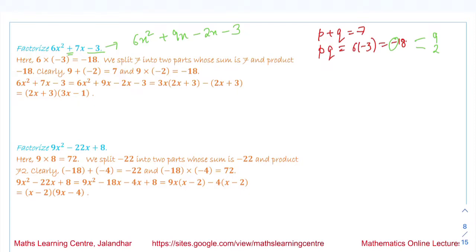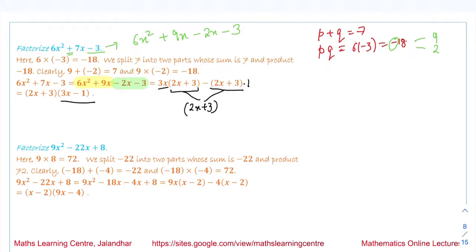Now you are getting the answer in this form. So how are we going to group the terms? 6x square plus 9x is one group and minus 2x minus 3 is the second group. From the first we take 3x common, this term will remain as it is, and it is basically into 1. From both these terms we take 2x plus 3 common, and we are left with 3x minus 1.